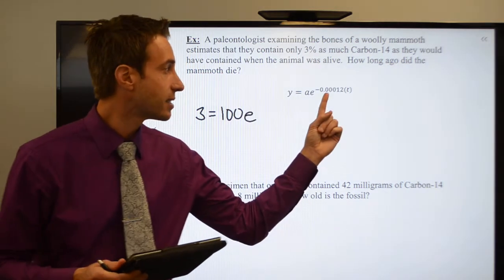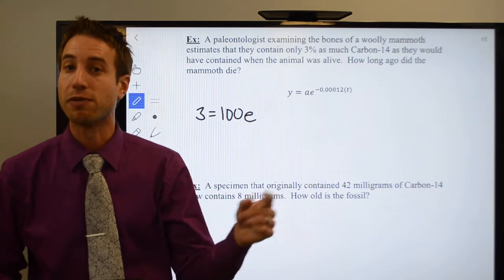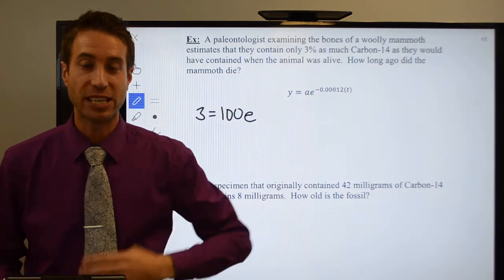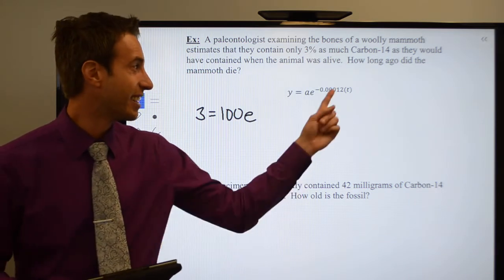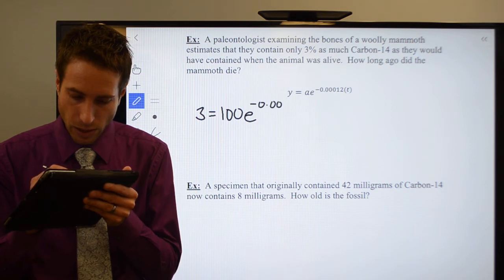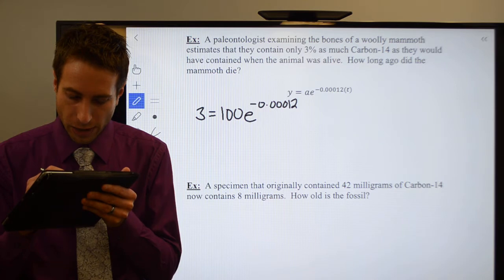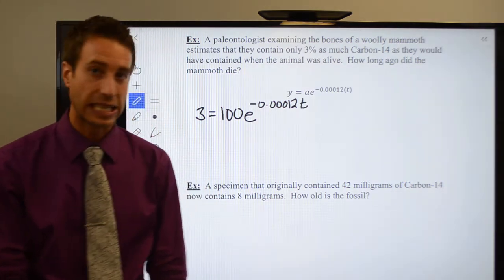Do you recognize this number? 0.00012. That was the value of k we got on the previous page of the notes for the half-life of carbon-14. Yeah, there it is. So we've got negative 0.00012 t. And I want to know how long ago did it die, so we're going to be solving for t.